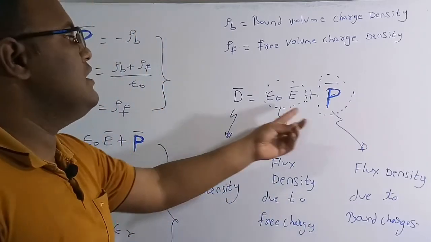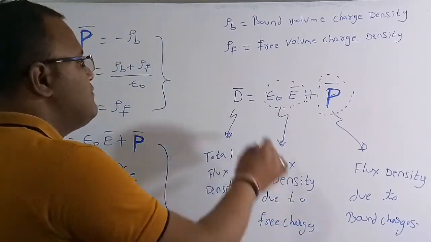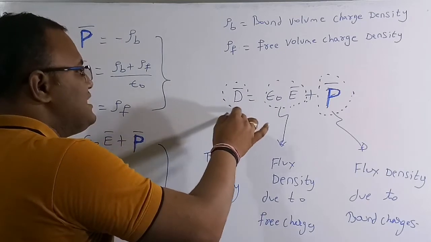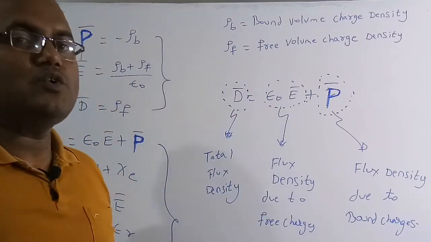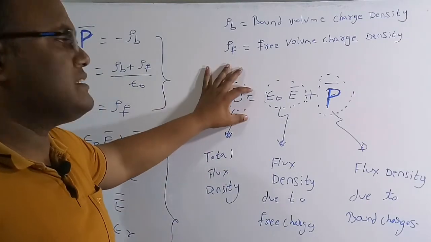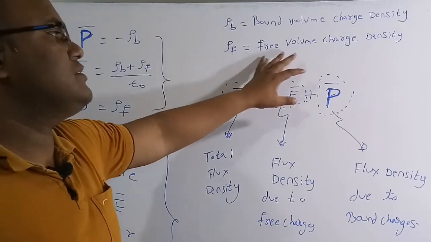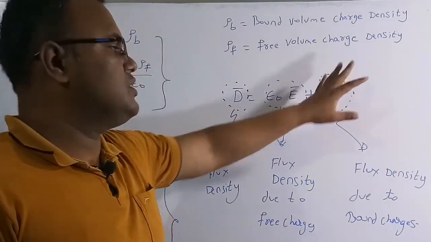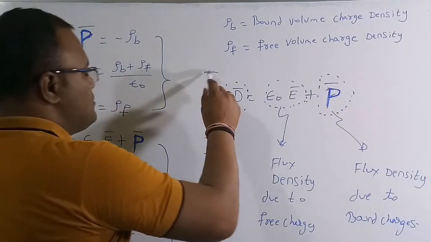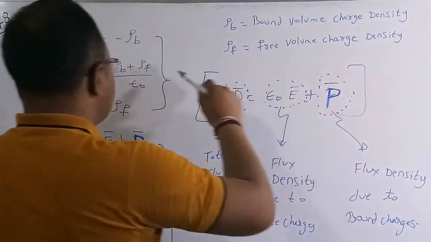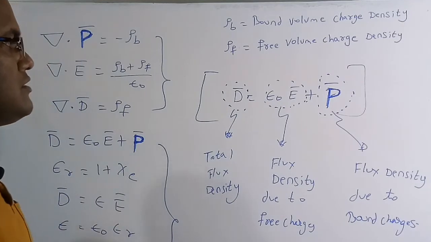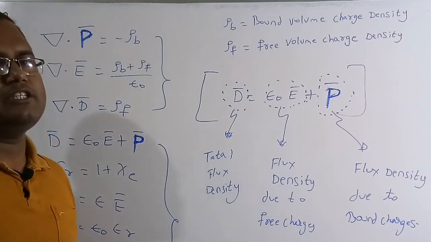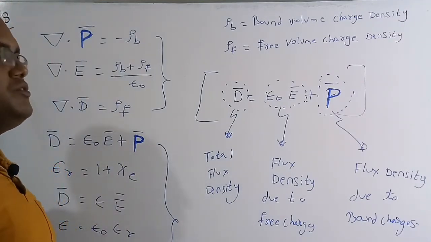So therefore we are going to add them, and definitely we are going to call this the net flux density or the total flux density. So total flux density is a summation of the flux density due to free charges and also the flux density due to bound charges. So this is the correct expression. You have to remember all these formulas, because based on these formulas definitely they are going to ask one expression from these questions.